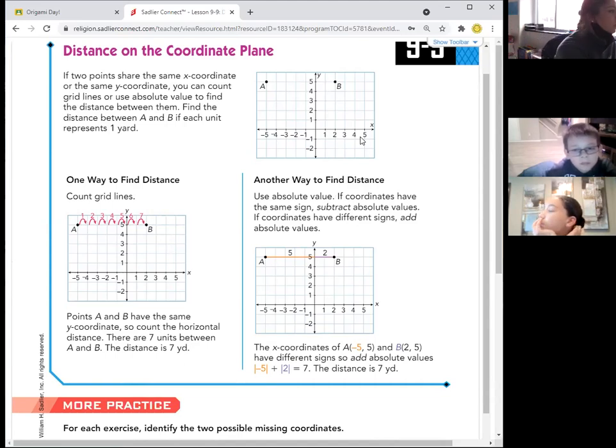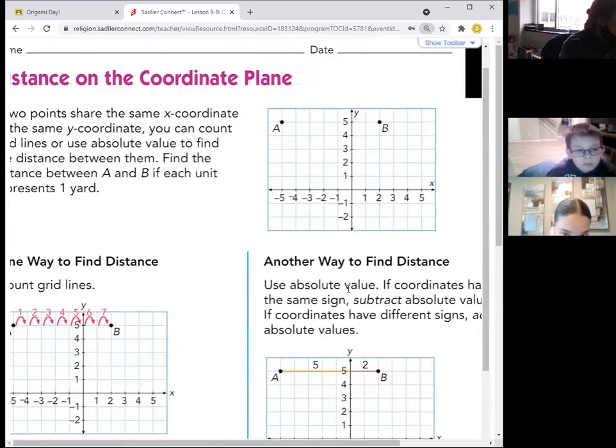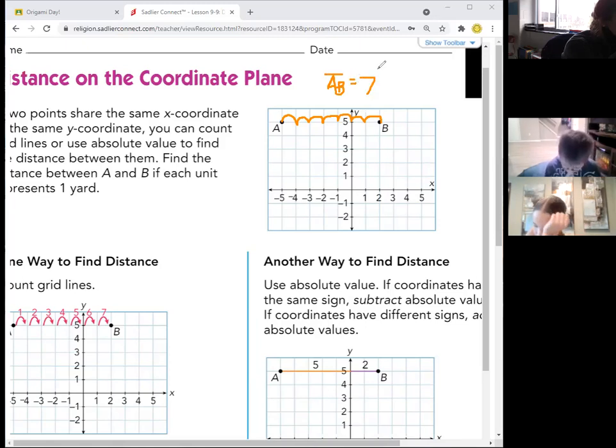So if we look down the page a little bit, this first one, notice how the scale goes by 1, 2, 3, 4. It's very simple, right? Just by ones. So it's easy for us to count between units just counting by ones. 2, 3, 4, 5, 6, 7. So the distance between point A and B is 7 units, right?